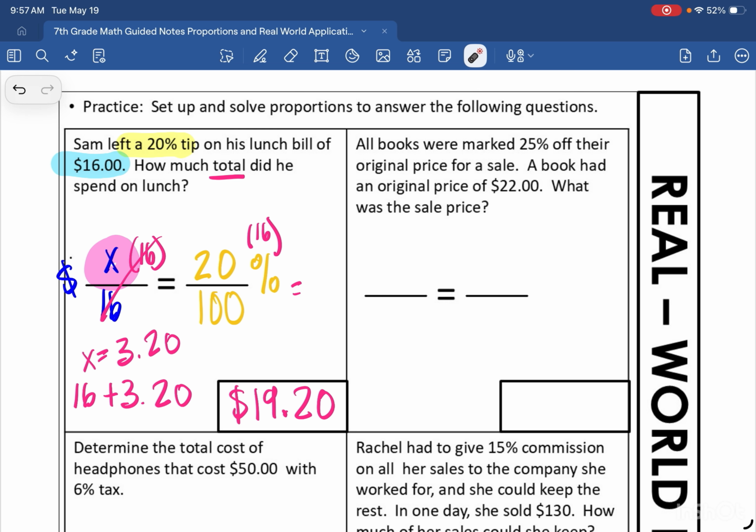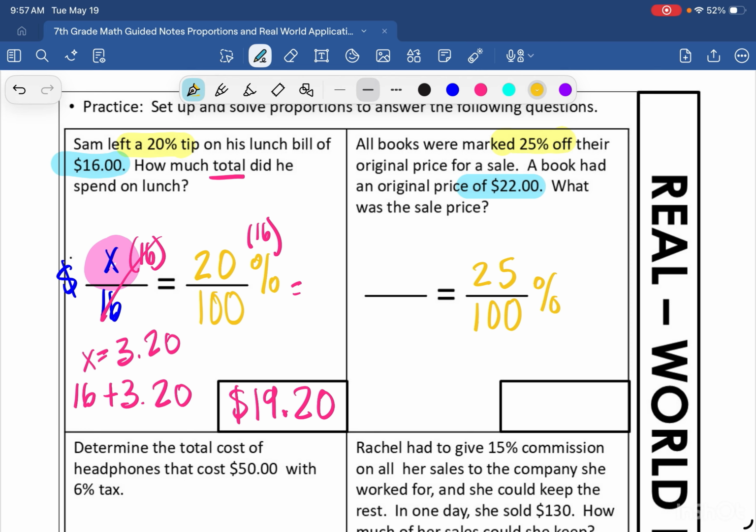All right, it says all books were marked 25% off their original price. So mark 25%. And a book had an original price of $22. What was the sell price? So I have my percents here, which I'm going to write part to whole, 25 to 100, and my money here on the left, my whole is 22. I'm trying to figure out the part, which would give me how much I'm taking off for the sale.